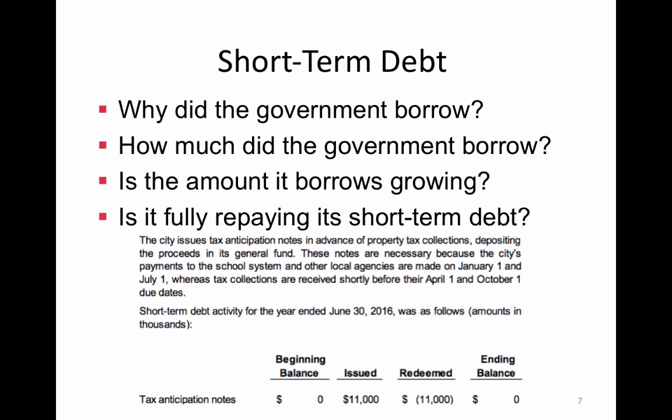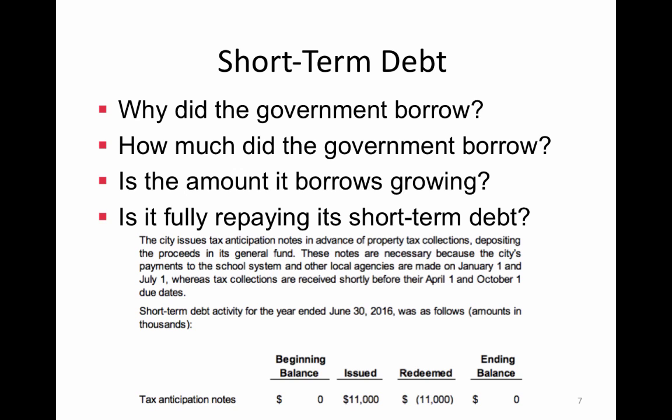Things you want to know about short-term debt: why did the government borrow? You want to make sure that the rationale for doing it is just normal operating procedure and not an emergency. You want to know how much the government borrowed and whether that amount is changing over time. One would expect that if a government is borrowing as a normal course of operations to manage cash flows, because the size of its budget is growing over time, the amount that it would borrow short term would grow over time just to keep pace.